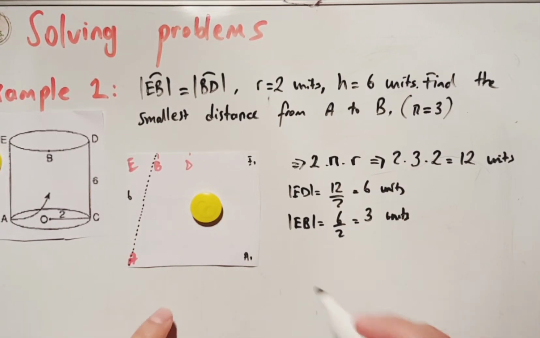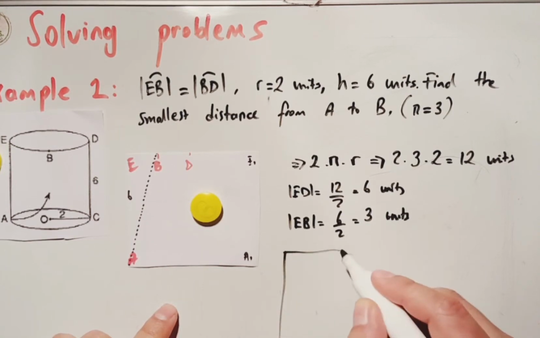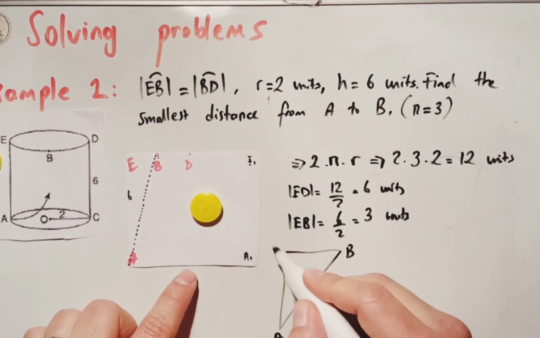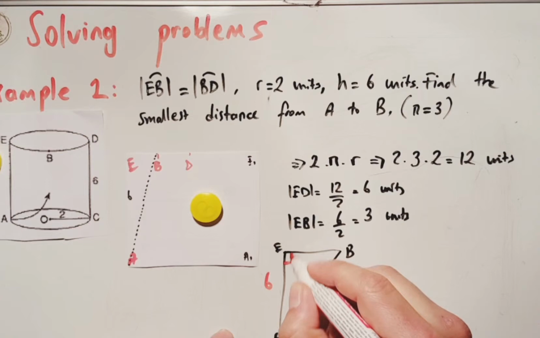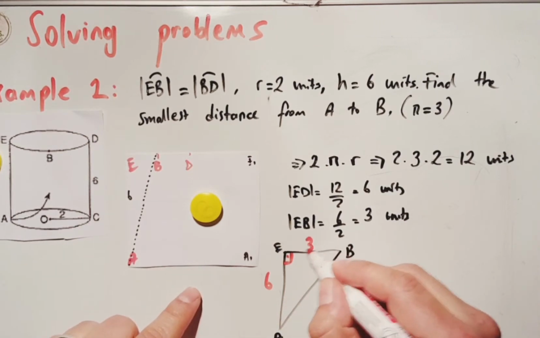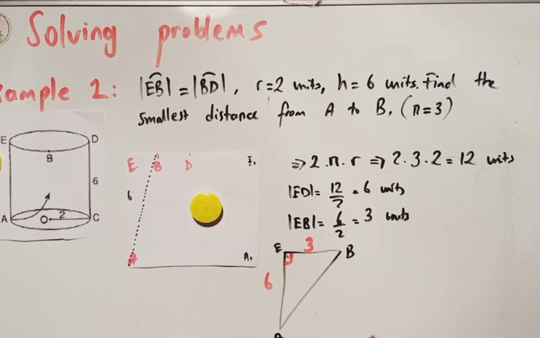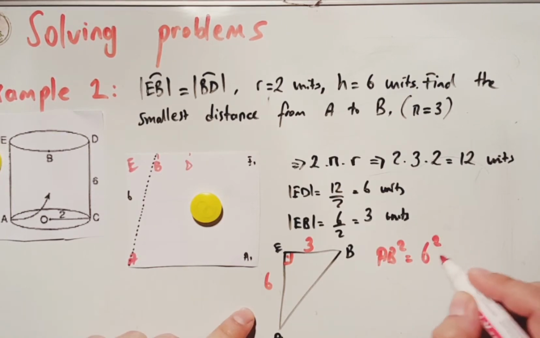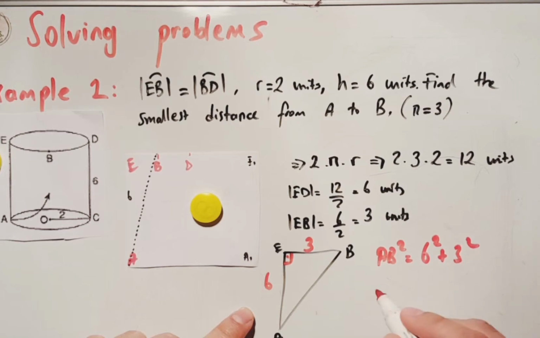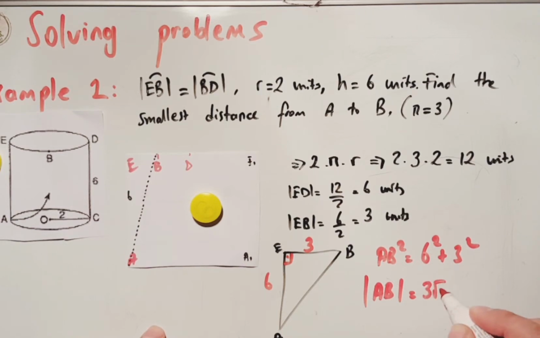After that, by using the Pythagorean Theorem, this is the point A, it's B, and it is E. AE is 6, EB is 3 units. To find the length of AB, AB square is equal to 6 square plus 3 square. From here, we will get AB is 3 root 5 units.